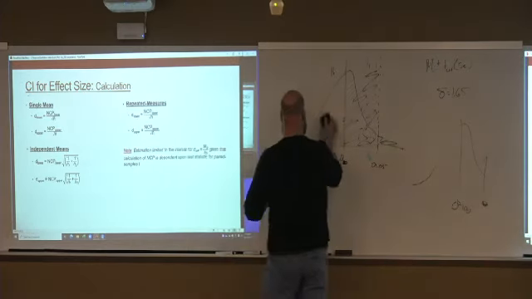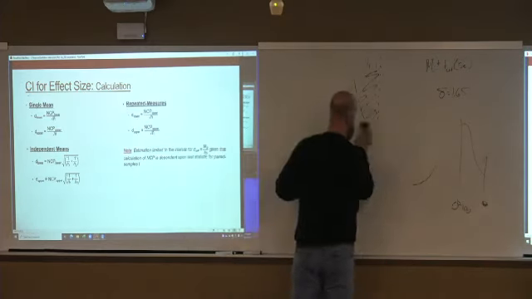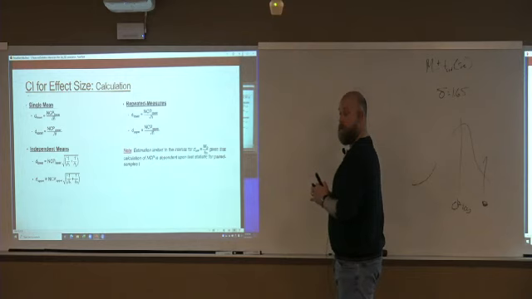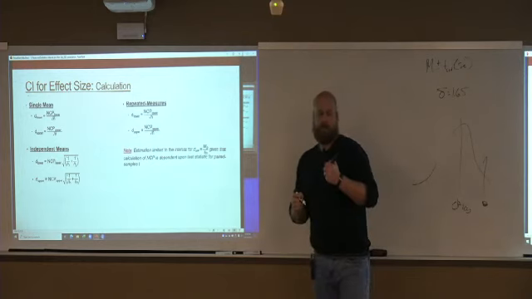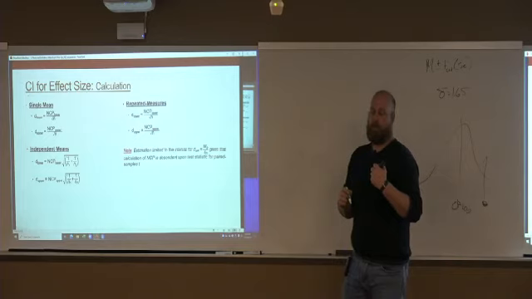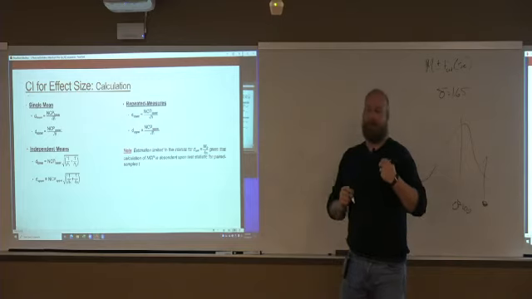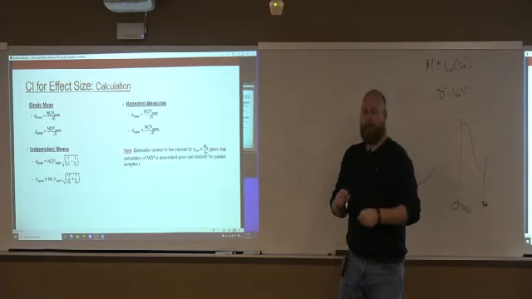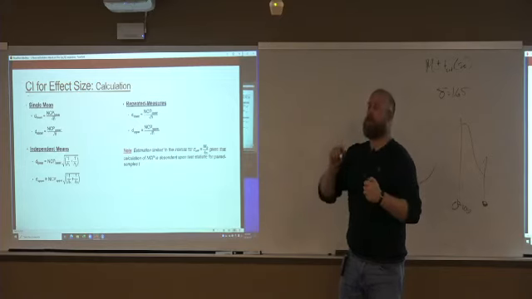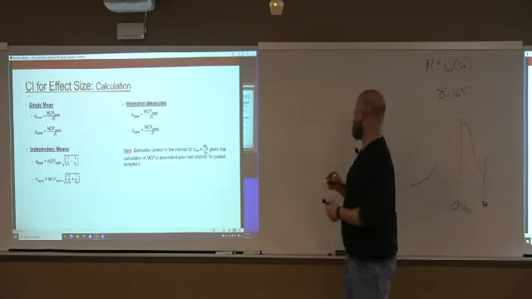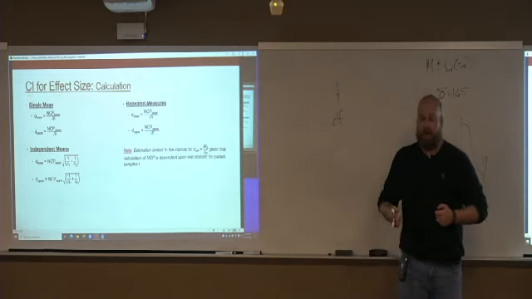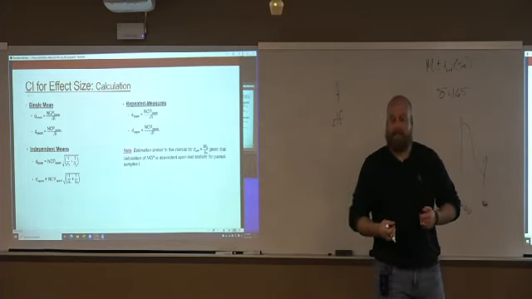What did I need to enter in order to get my non-centrality parameter in that Steiger calculator? What did I have to put in to get that upper and lower bound for my non-centrality parameter? It's your T value and your degrees of freedom, right? So my non-centrality parameter is based on my T statistic, right?